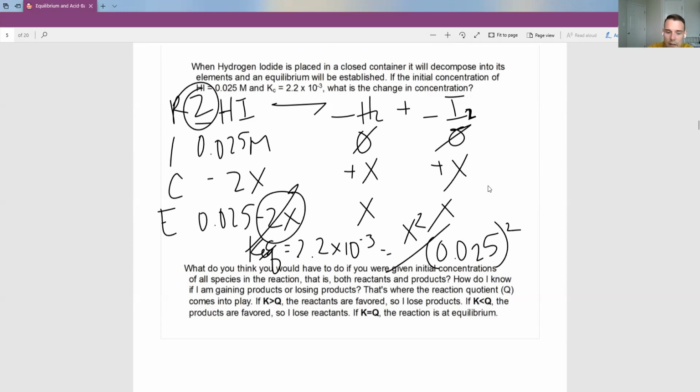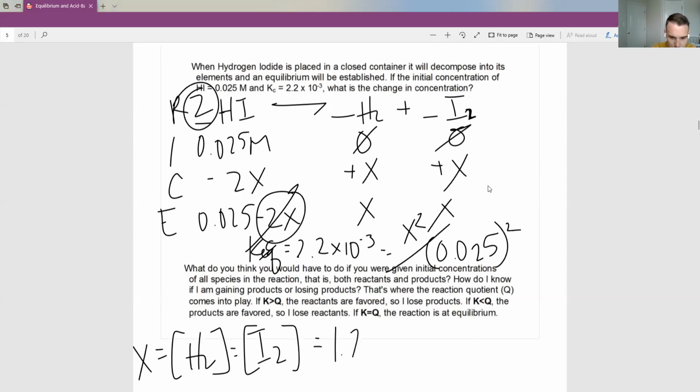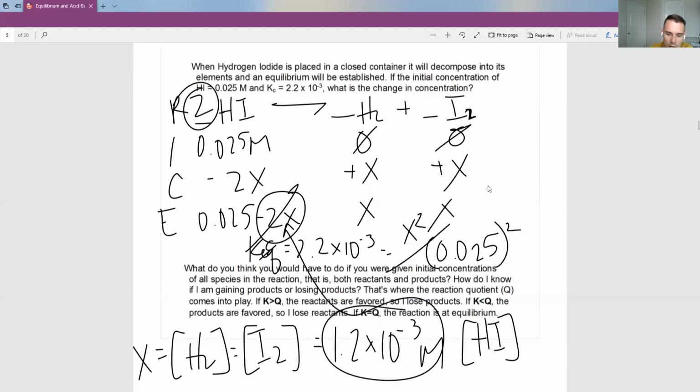So I do that, and x is going to equal the concentration of the hydrogen, which will be the concentration of the iodine, which is 1.2 times 10 to the negative third molar. I can plug in this value here and solve for the concentration of HI at equilibrium, which will be 2.3 times 10 to the negative second molar.